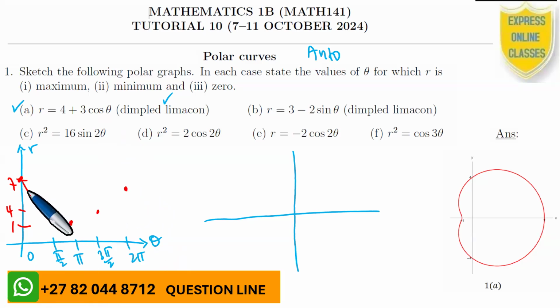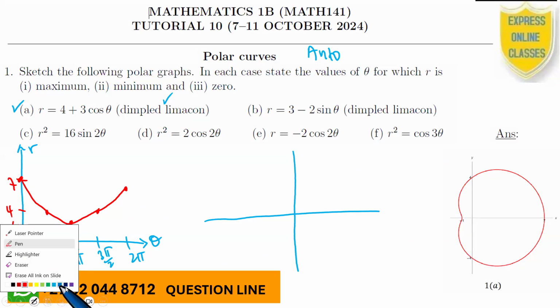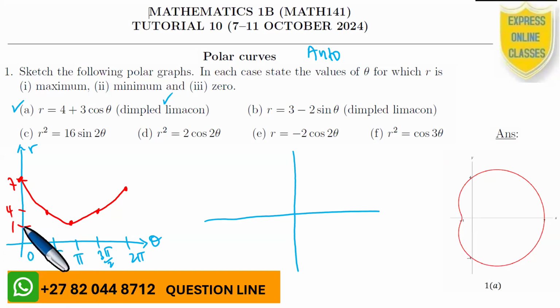So the kind of graph you have is this one here. Okay, you sketch the r theta graph, but it's not what they want, because now we're going to do the polar curve. But what you do is you draw some horizontal lines. So you can draw some horizontal lines here.